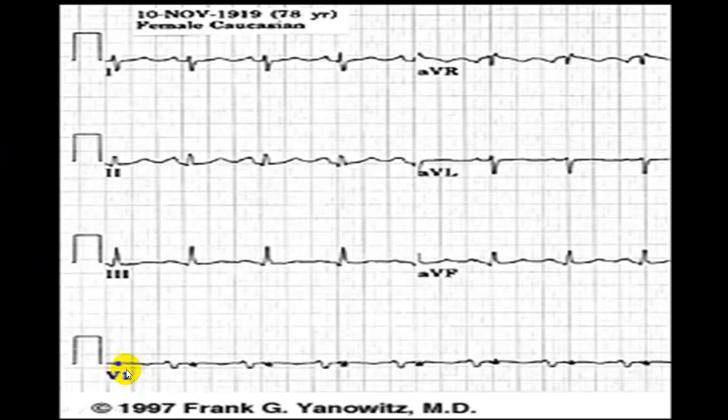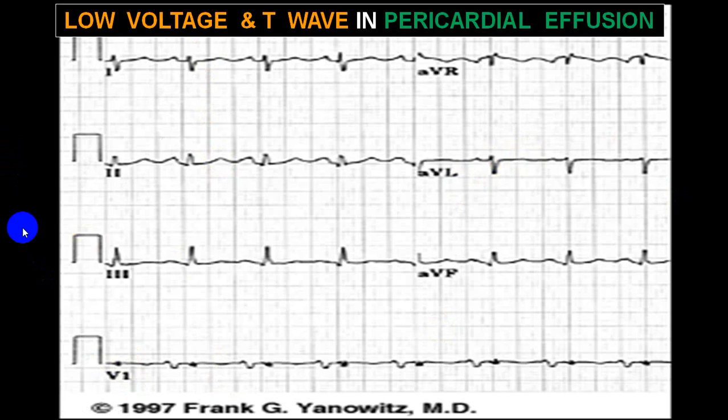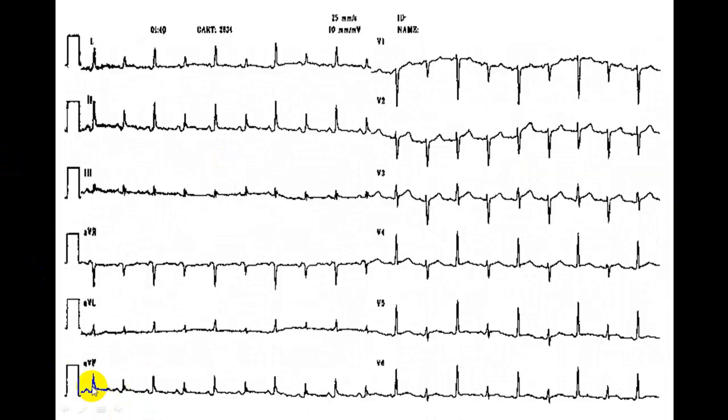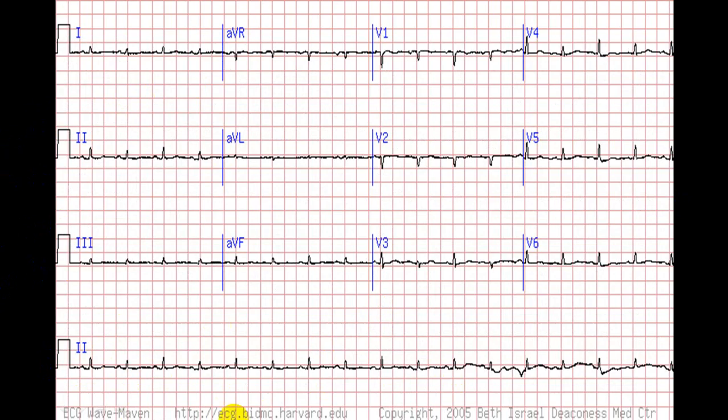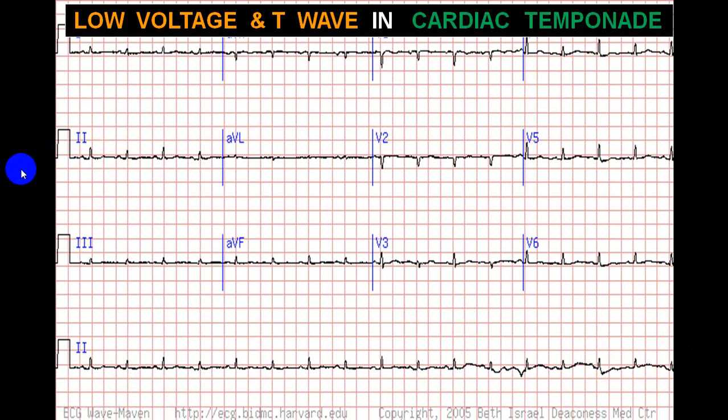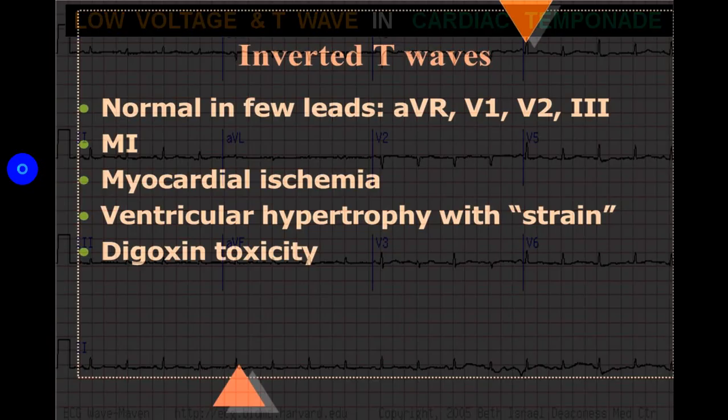Similar thing, electrical low voltage and almost flat T wave. Now you can see electrical alternans, low voltage and flat T wave. Hardly any T wave changes are seen. Again, you can see a low voltage, almost flat T wave, almost flat to the isoelectric line. You can see that. This is again in cardiac tamponade or massive pericardial effusion.